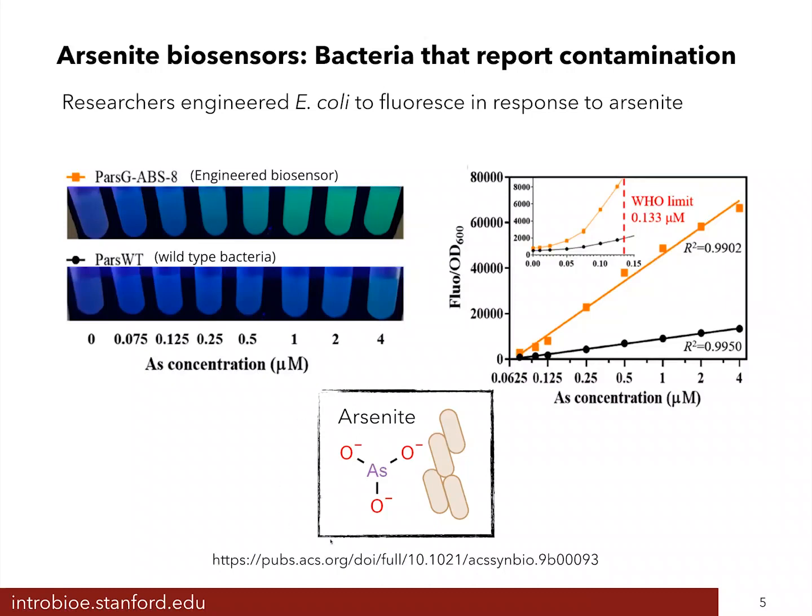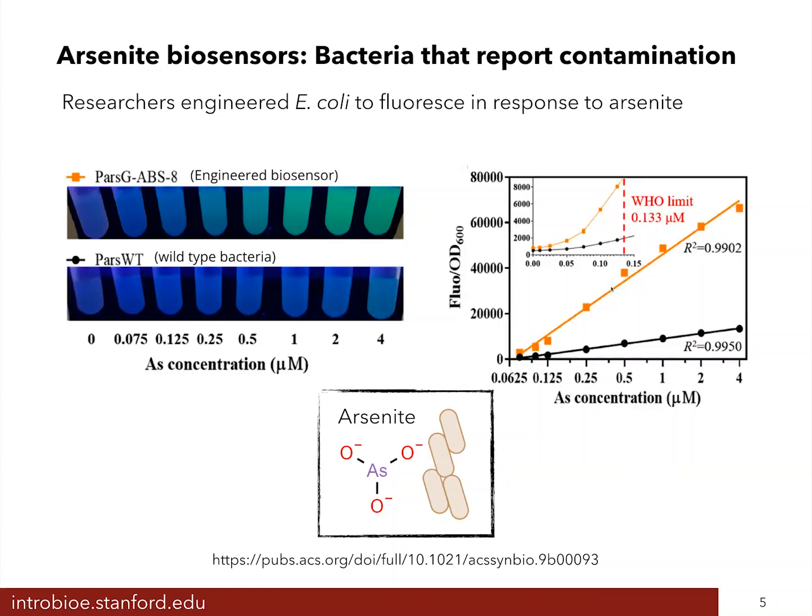I should point out that these are sensing arsenite. This is a specific form of arsenic in the water, and that they are able to detect a significant difference between the unengineered bacteria, which are shown on this black line, and the engineered bacteria at the WHO limit of safe arsenic levels in drinking water. And so the engineered bacteria were producing a significant fluorescence signal at this limit of 0.33 micromolar arsenic in water.